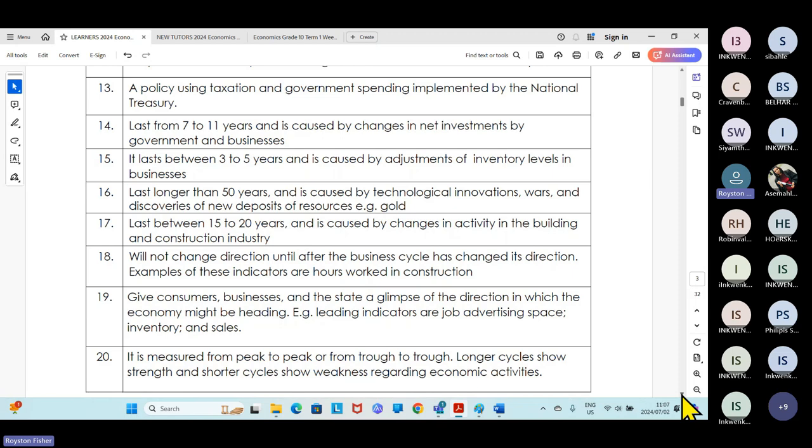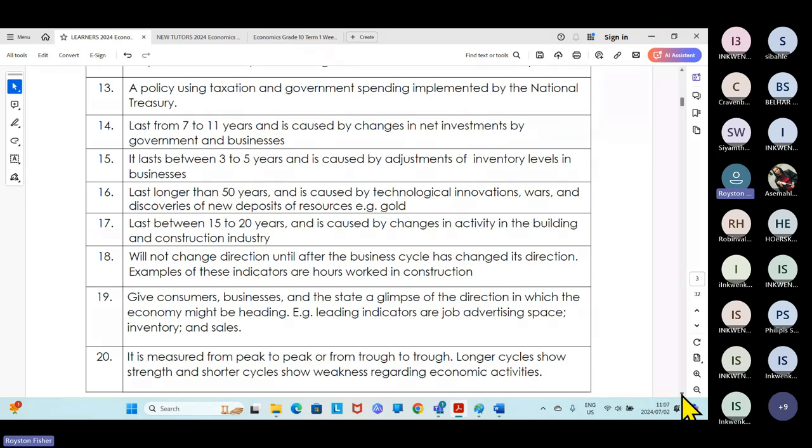Number 15, the cycle lasts between 3 to 5 years, and it is caused by adjustments of inventory levels in business cycles. St. Andrews says Kitchin, and St. Andrews is correct. Kitchin cycles.